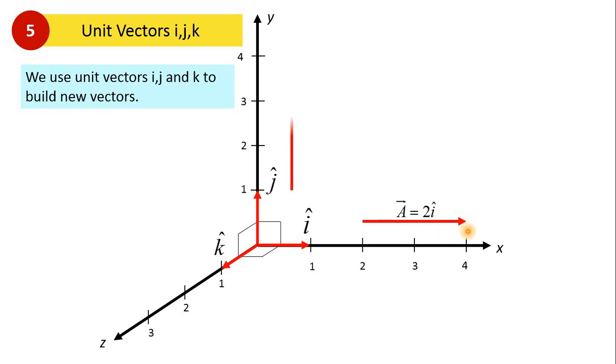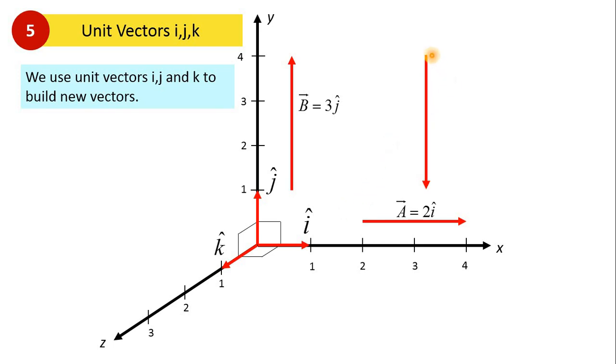Another example. Let us draw a vector along the y axis, along the positive y direction. How much is the length? 1, 2 and 3. The length of this vector is 3. So what should be the name of this vector? This vector should be 3 times j cap. Let's say this vector is B. So B is equal to 3 times j cap. Why? Because j cap is a unit vector, meaning 1 length, and this vector has length 3. So 3 times j cap.